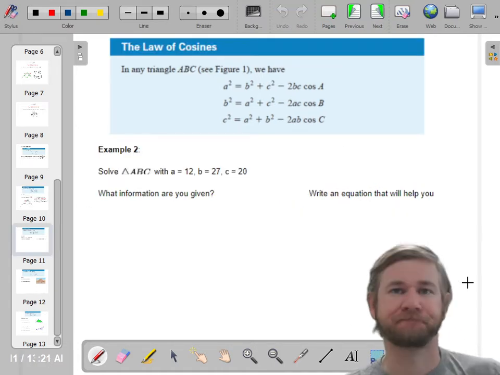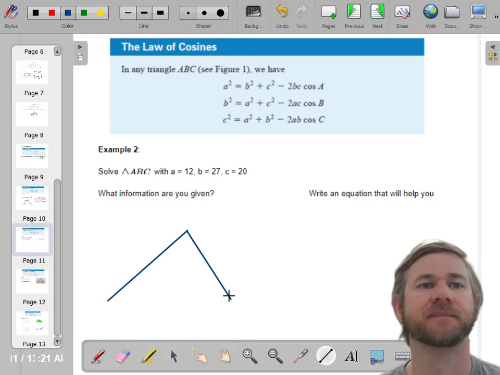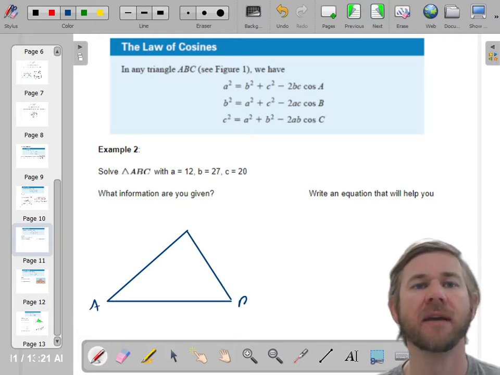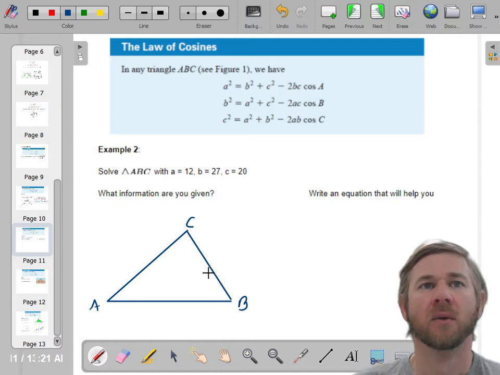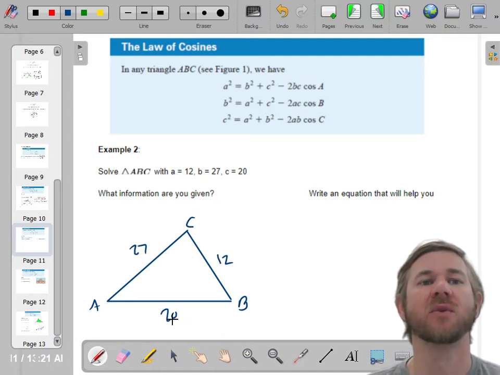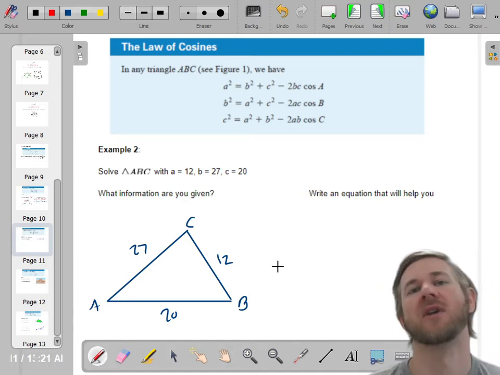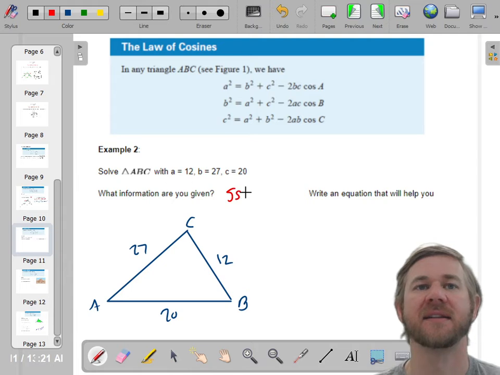Let's try another one. We are given, looks like side, side, side. I'll draw the picture anyway just to be safe. A, B, C. What do we know? Little a is 12, little b is 27, little c is 20. All right, we're trying to find some angles. So we know the sides. We're trying to find angles. This is side, side, side.